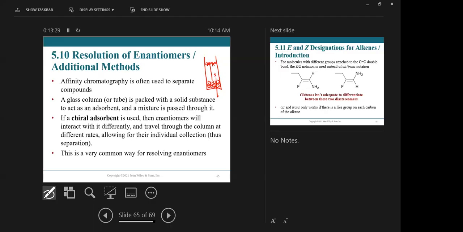At first we'd start with R and S here. And then over the separation, the S is going to come out because it doesn't adsorb to that adsorbent as much. And that R, it's going to stick to that adsorbent more. So you can see a separation difference right here between R and S.